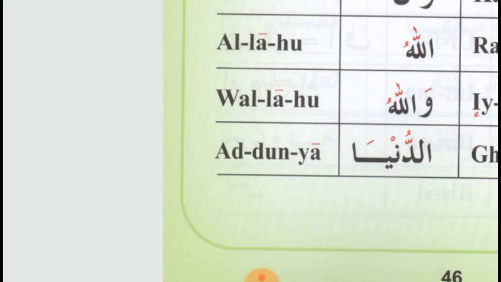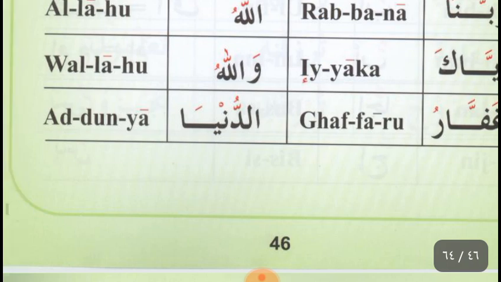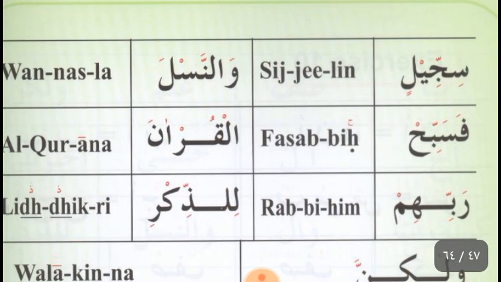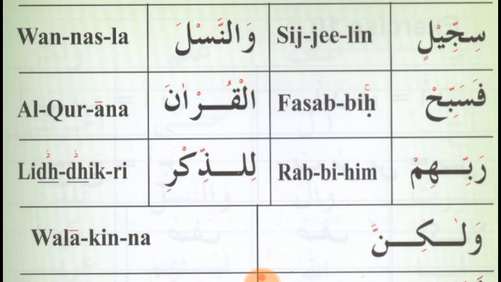Ad-Dunya. Correct. Ad-Dunya, okay. So, then, because the alif is silent, right? Yes. Okay. Next we have, on the next page, some more words. Read these words. Okay. Sijilin. Correct. Fasabi. Rabbihim. Yes.